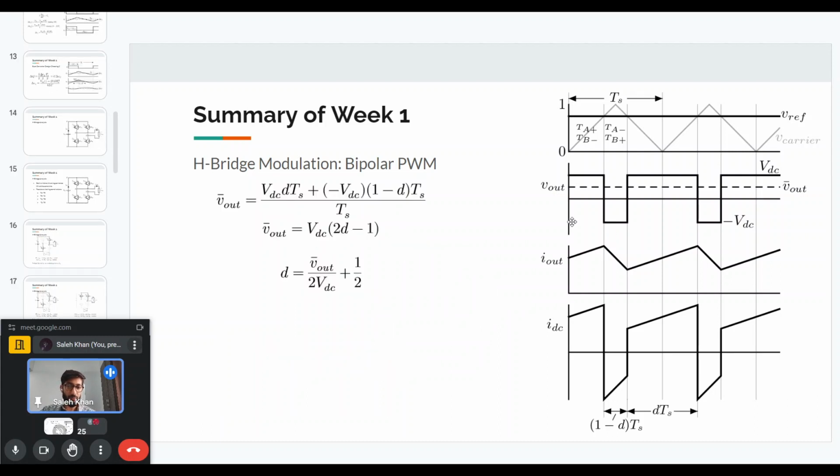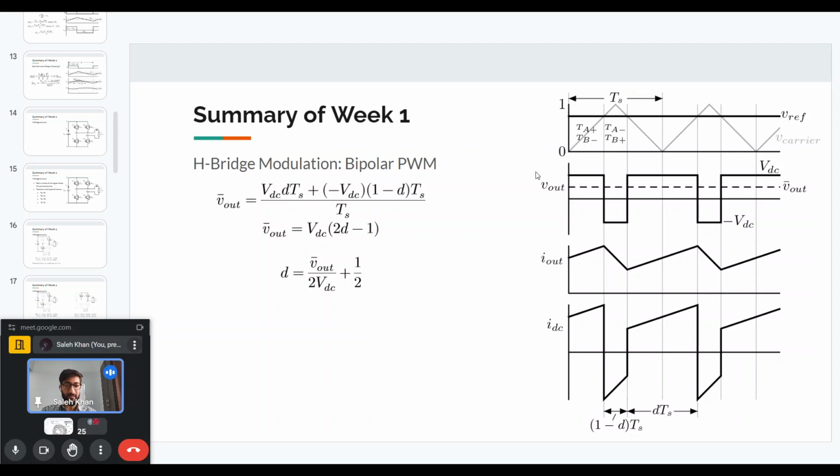Now, if we want to find out the average output voltage, we can see that for some duration, which we call, let's say, DTS, the output voltage that is applied is VDC. And for the rest of the cycle, which is 1 minus D times TS, the output voltage that is applied is minus VDC. D in this case is the value of our reference signal. Because we are varying the carrier from 0 to 1, if the reference is 0, then the DTS interval will be 0. And if the reference VREF is 1, at the top of the carrier, then the full DTS will be equal to TS. So basically VREF is equal to our duty D in this case.